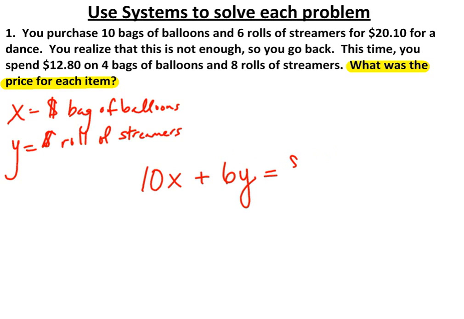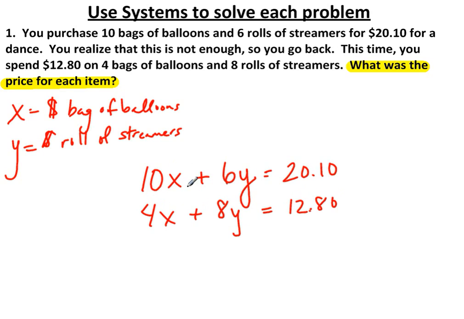We don't really use equal signs or dollar signs in the equation. So 10X plus 6Y equals 20.10. Okay, so that's one equation. But then they tell us when we go back, we realize we don't have enough. So now we have 4 bags of balloons, plus 8 rolls of streamers, equals $12.80.